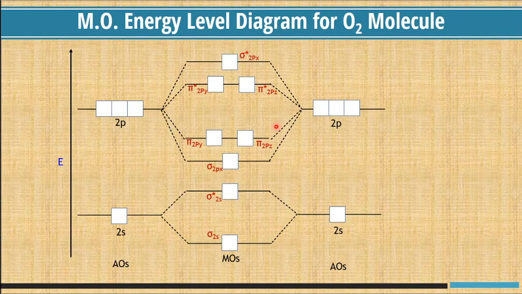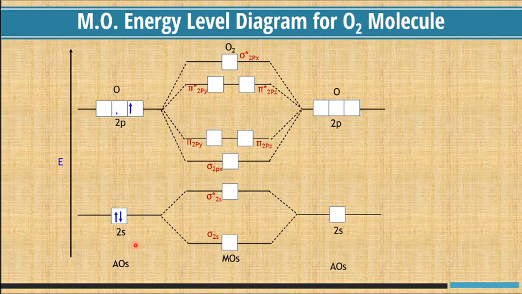There are 2 electrons in the 2s orbital of oxygen atom 1 and there are 4 electrons in the 2p orbital of oxygen atom 1. Similarly, there are 2 electrons in the 2s orbital of oxygen 2 and there are 4 electrons in the 2p orbital of oxygen 2, which gives rise to the formation of the O2 molecule.